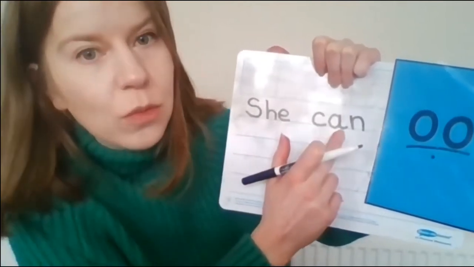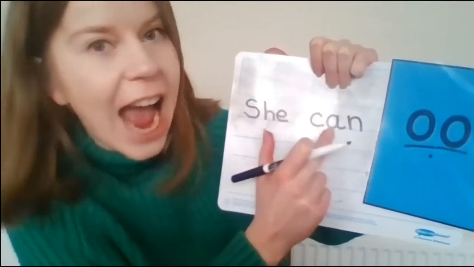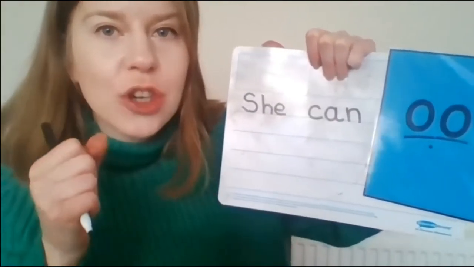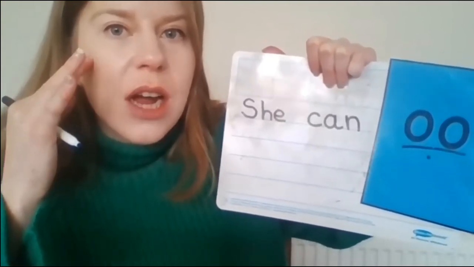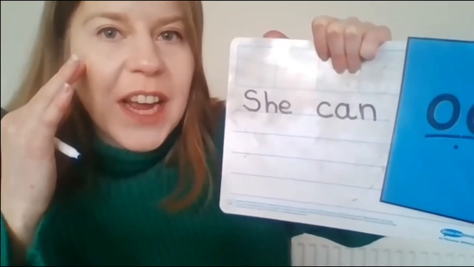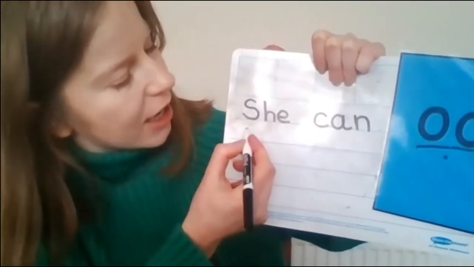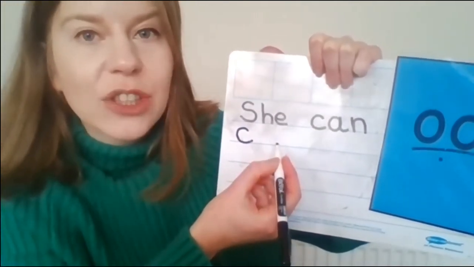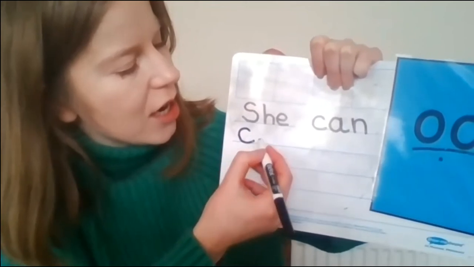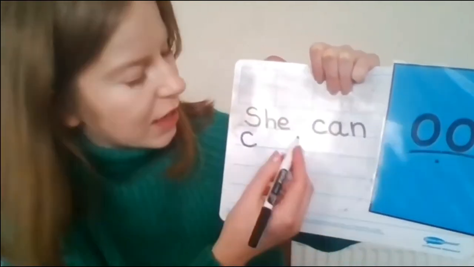She can, what's the last word in our sentence? The third word, she can cook. Now let's chop it up. Cook, cook. What's the first sound you can hear in cook? I can hear a curly comb. We go around the caterpillar. What's the next sound you can hear in cook? It's that short oo sound again.